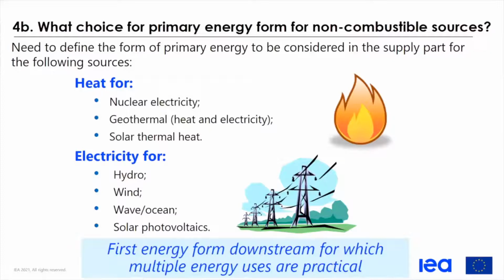The principle adopted by the IEA is that the primary energy equivalent form should be the first energy form downstream in the production process for which multiple energy uses are practical. The application of this principle leads to the choice of the following primary energy forms: heat for nuclear, geothermal, and solar thermal, and electricity for hydro, wind, tidal wave ocean, and solar photovoltaic.